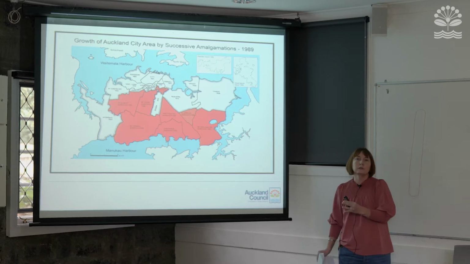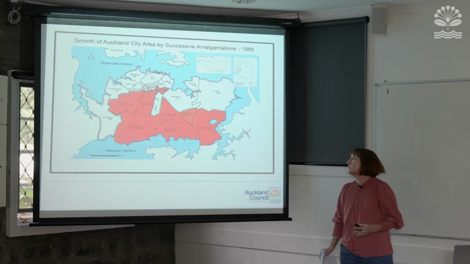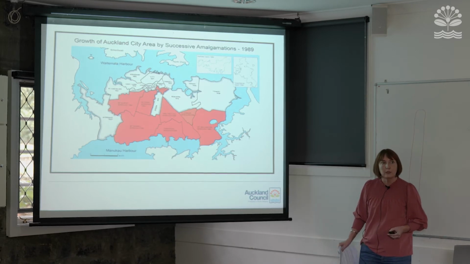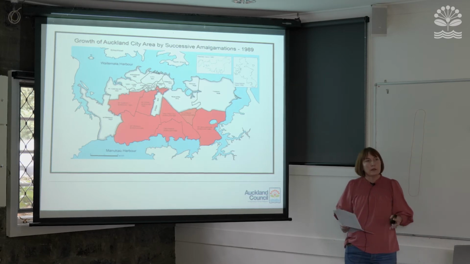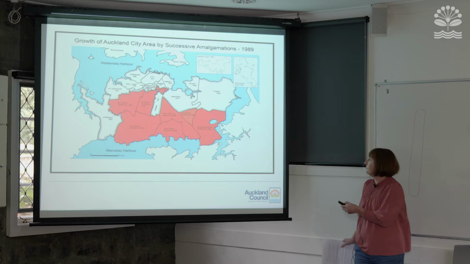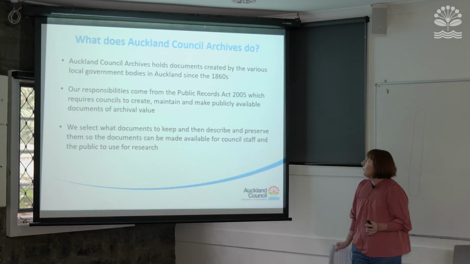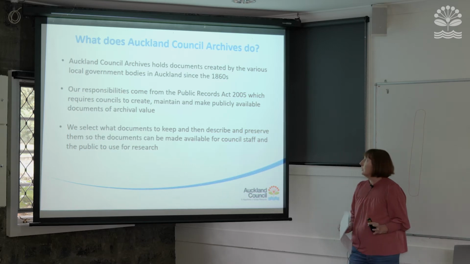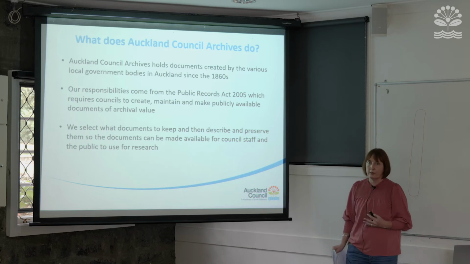For instance, Mount Eden was its own council until 1989. Mount Albert was its own council until 1989. Yet Point Chevalier becomes part of Auckland in 1921. All this information affects whether records have survived, where they live, and how you might want to access them. So, what do we do as Auckland Council Archives? Well, we only manage records that were created by local authorities since about the 1860s. And our responsibilities now lie under the Public Records Act of 2005.